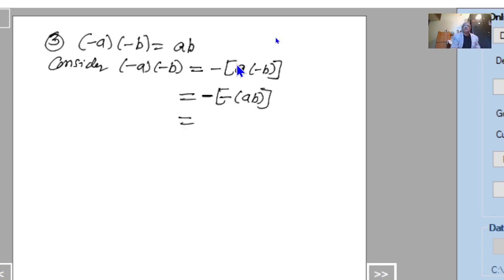Then this is equal to, see here, minus of minus means inverse of inverse is the same element. That minus of minus, we can write, is equal to A into B. So minus A into minus B is equal to A into B. Now we'll go to one more property, the second property.